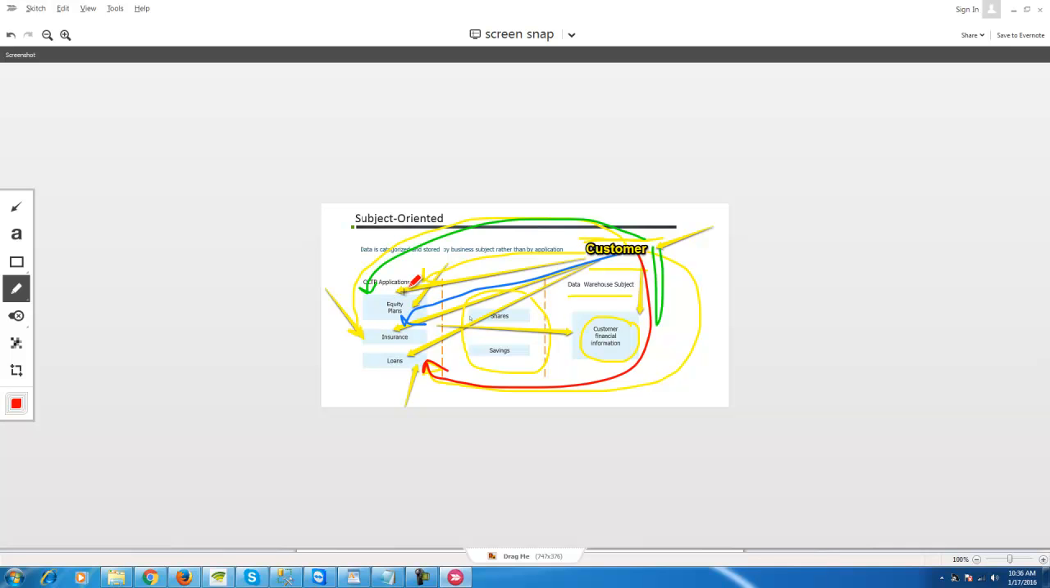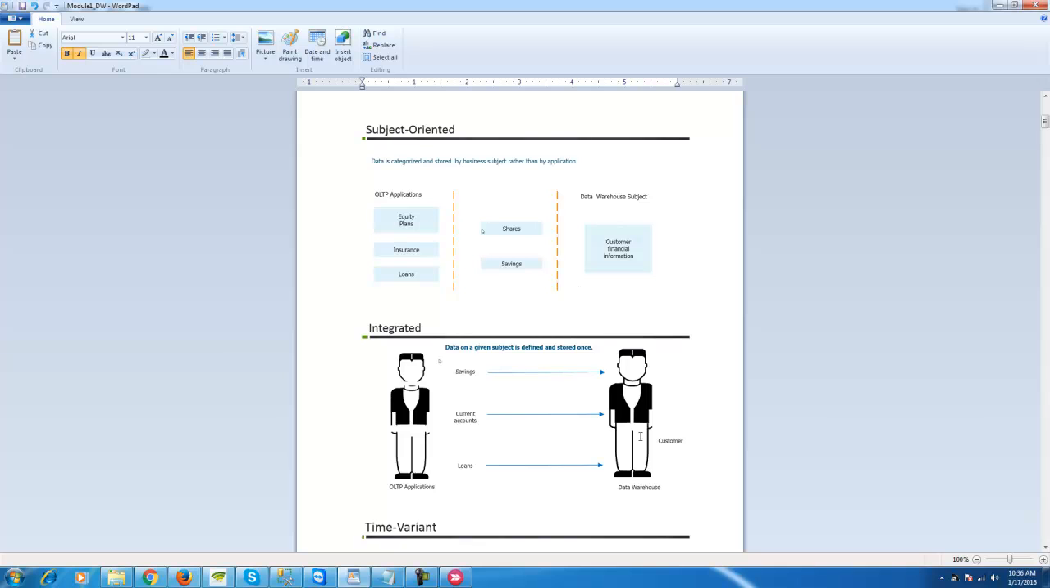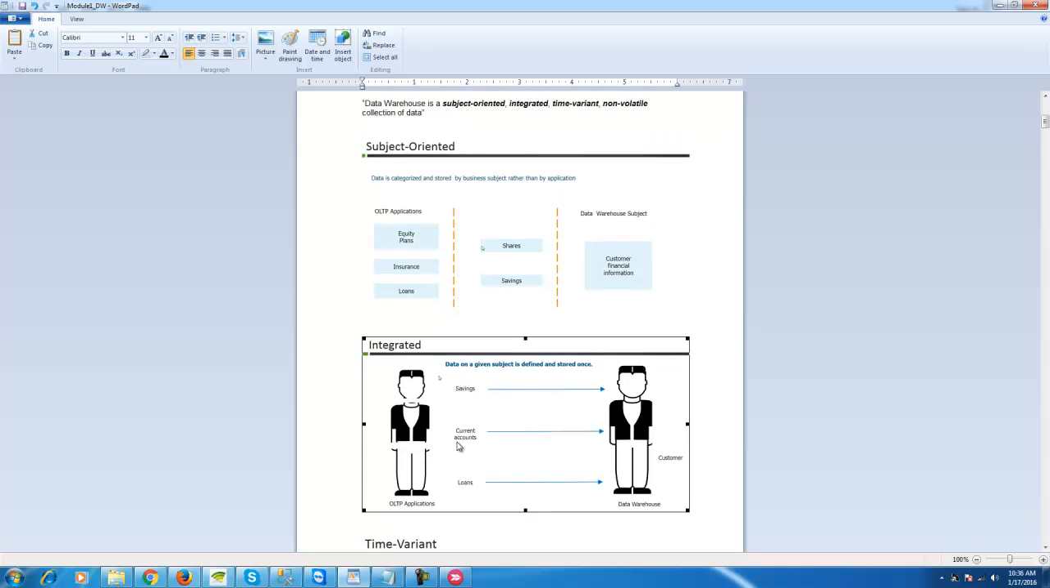So there has to be certain integration to understand that it's the same customer, right? That is where the integration comes into the picture. The customer has a savings account, a current account and a loans account, and all of those have to be integrated into a data warehouse.